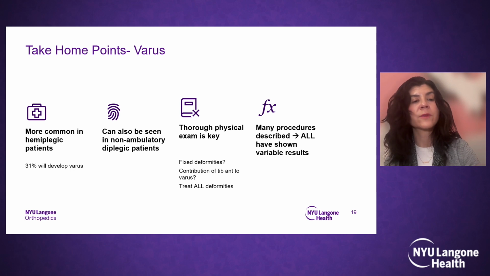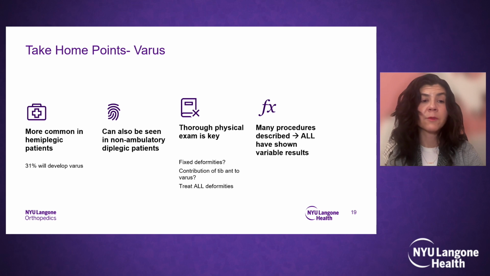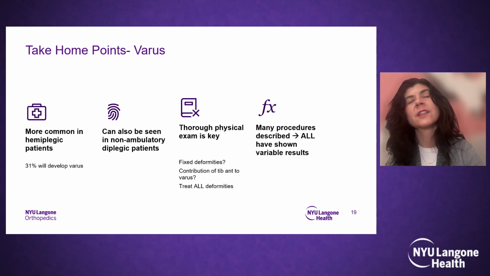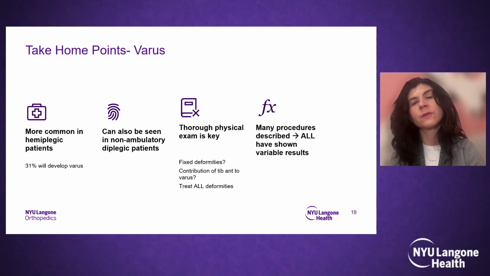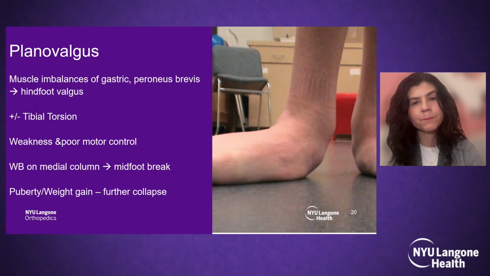So take home points for varus. More common in hemiplegics, up to 31% will develop varus. Can also be seen in non-ambulatory diplegics. Thorough physical exam is key. You must take into account every deformity and treat it. And there are many procedures that are described for this. All have kind of variable results. And it's probably because we haven't totally figured out the exact procedure that is right for the exact patient.